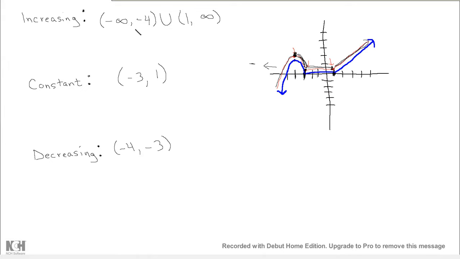Now note that all of these have parentheses on them. Whenever I'm talking about increasing, decreasing, and constant, I never use a bracket. They all get parentheses because at the uppermost point, I'm not increasing or decreasing, nor am I constant. At a single point, I'm doing nothing. So we always use parentheses on all of these types of problems.